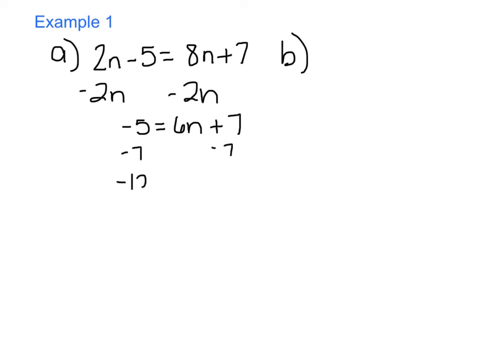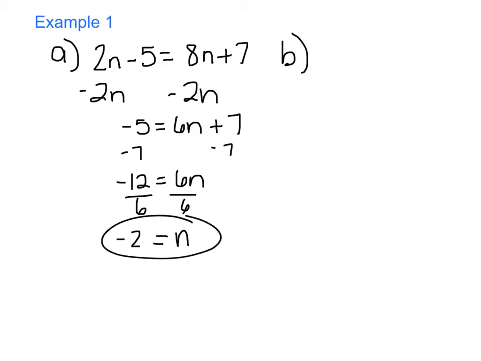Subtract 7. That gives me negative 12 equals 6n. Divide both sides by 6. My answer is n equals negative 2.